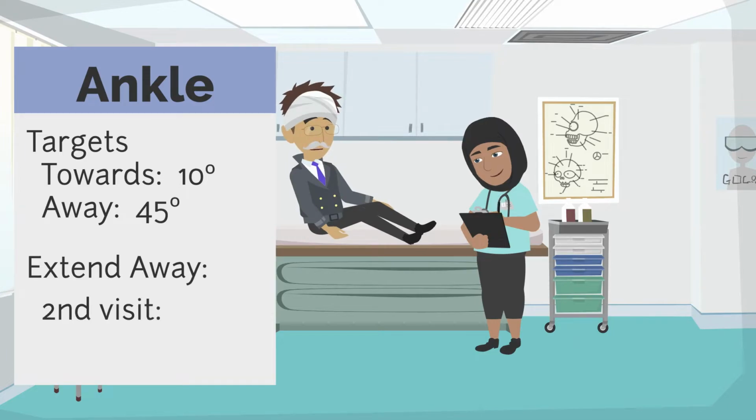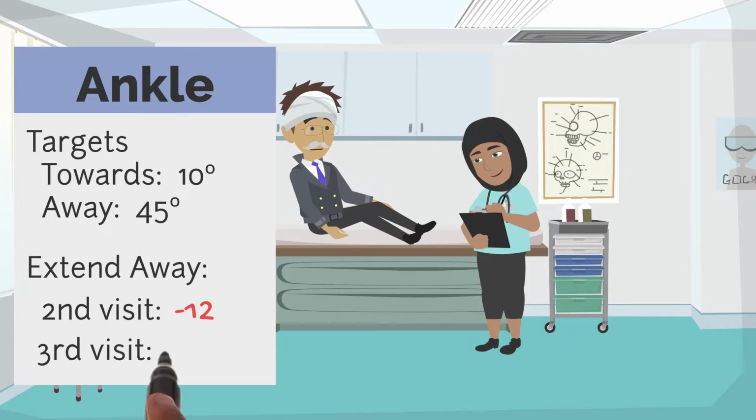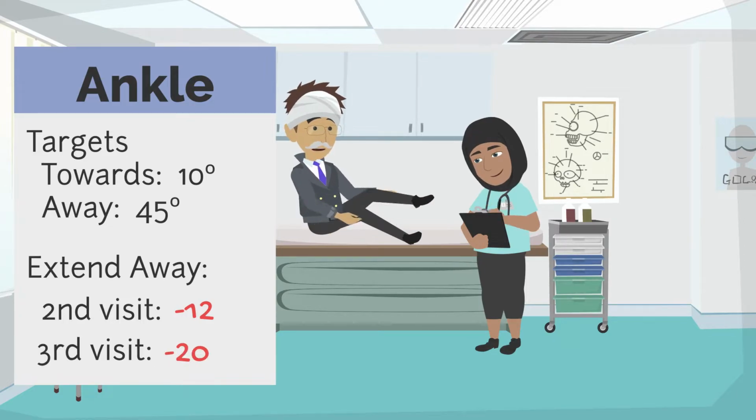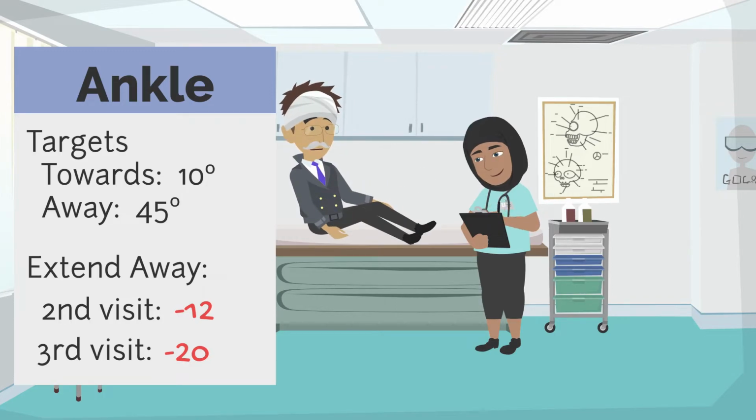Dr. Azad writes down negative 12 for my ankle extending away on the second visit and negative 20 on the third. Explain what may have happened to my ankle between the second and third visits.